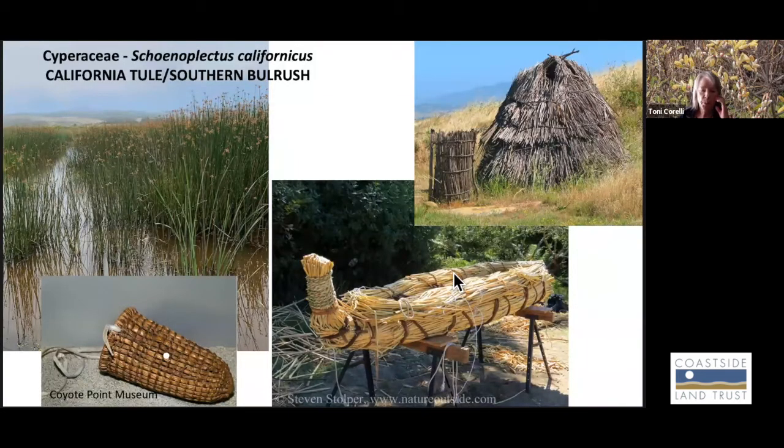Tules, also called bulrush, form dense stands in the marsh. It spreads by underground rhizomes that support the whole ecosystem in tidal fluctuation. Tules are very important to Native people. The strong stems are used to make boats, homes, and baskets.